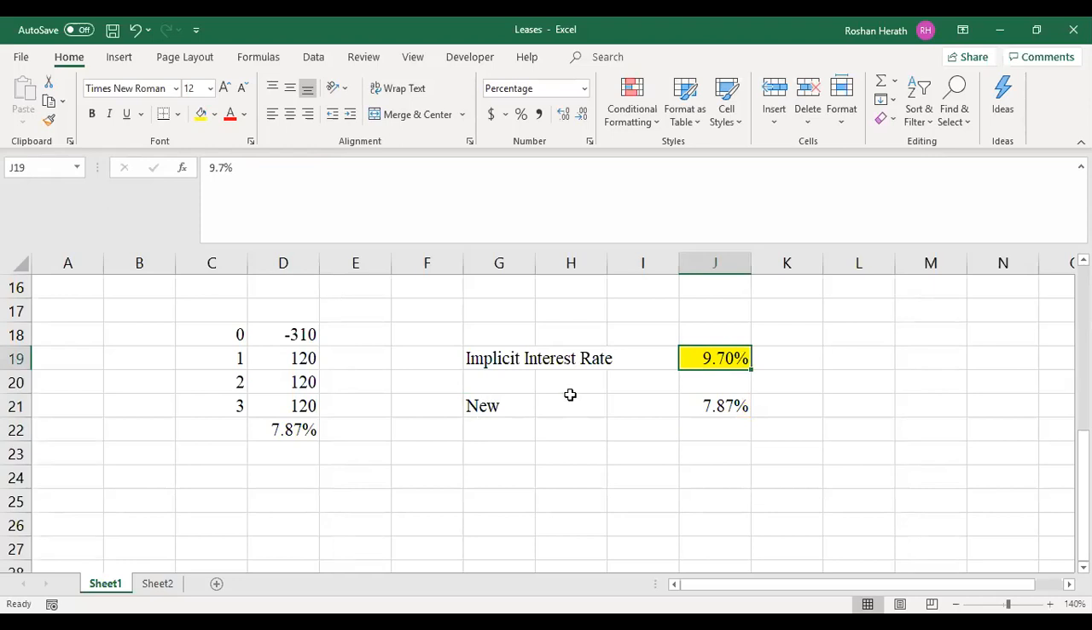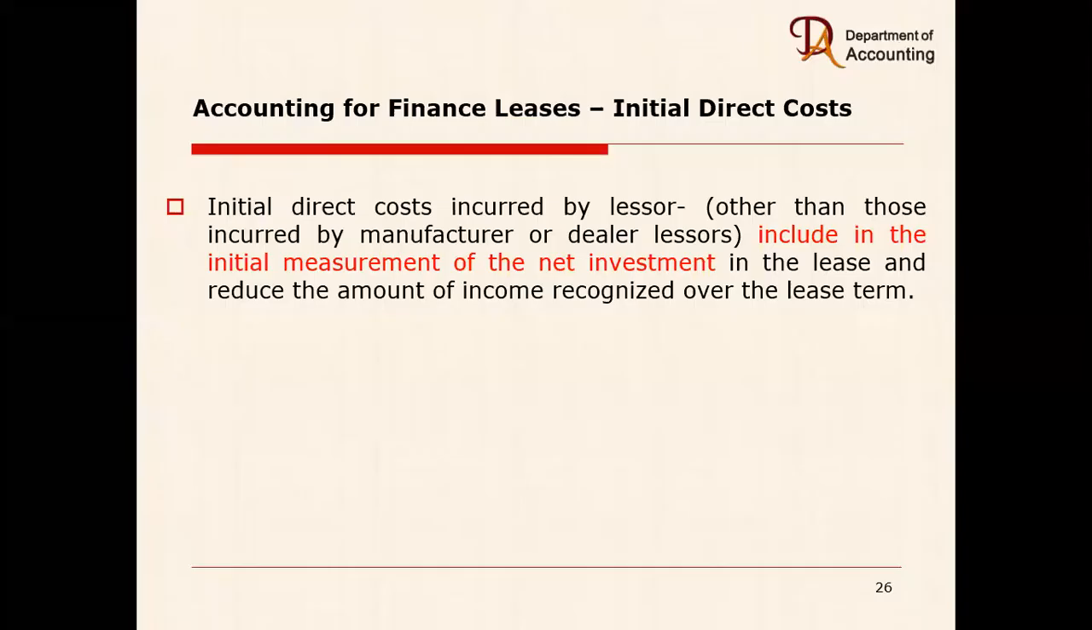ඒ නිසා තමයි මෙතන කියන්නේ if you have initial direct cost, what it can happen is that the initial direct cost should be a part of including the initial measurement of the net investment in the lease, and it will reduce the amount of income recognized over the lease term. So now it is clear that how this income is going to get reduced. It's by way of decreasing the kind of interest income.